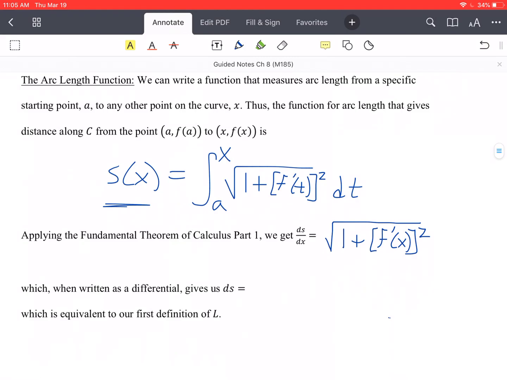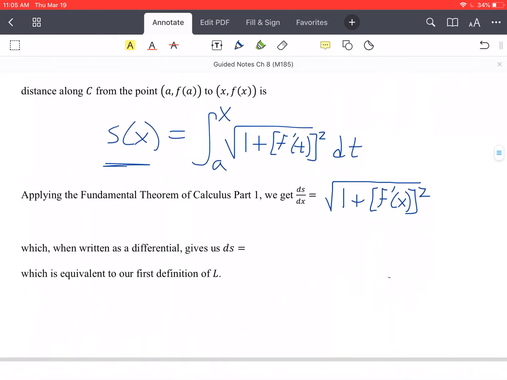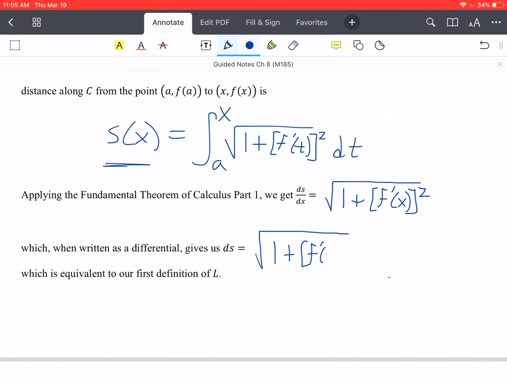Right, and that's what part 1 of the FTC says. If you take the derivative of an integral, you get out just the original function. Now when you write this as a differential, taking ds and dx and separating them, we get ds equals the square root of 1 plus f prime of x squared dx. And this is equivalent to our very first definition for arc length.